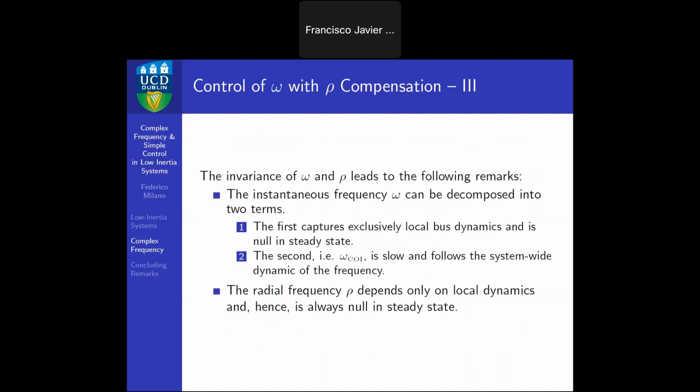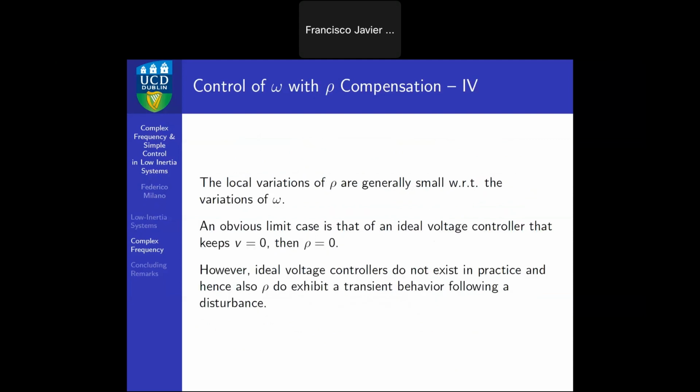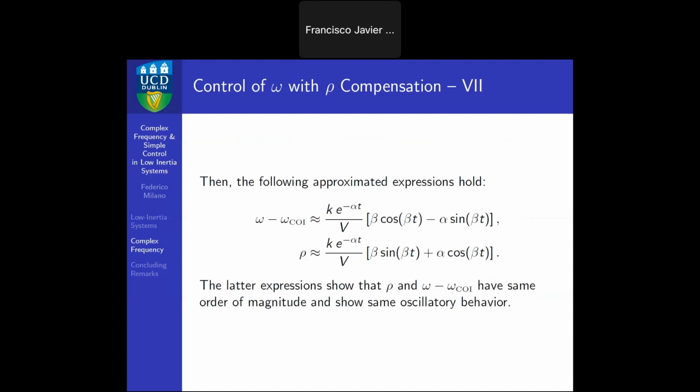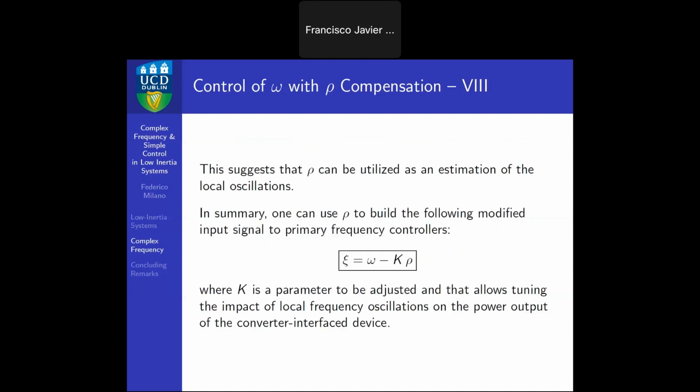So I told the student, okay, let me see if I find the equation. Let's try to do this. We use the omega that we estimate, which is the local frequency, and then we subtract a quantity proportional to rho. So we can tune with this K the amount of local oscillations that we take into account or not in the signal. Now, does that make sense?